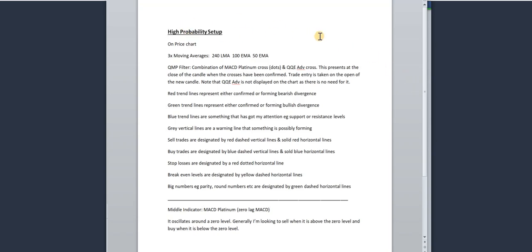This here is a Word document, obviously, that explains what the different indicators are. So, for example, on the price chart, we have the 3 moving averages. Then we have the QMP filter, which is the red and green dots you'll see in the chart. This explains what it is and basically how it works.